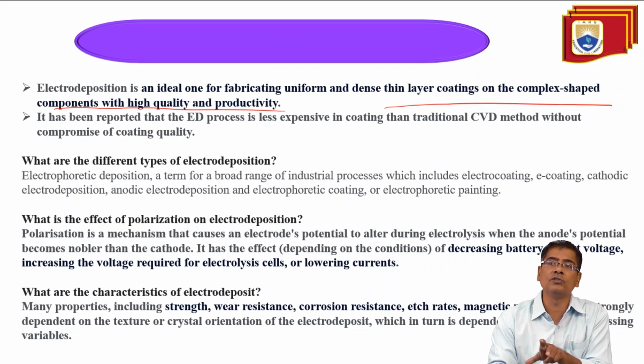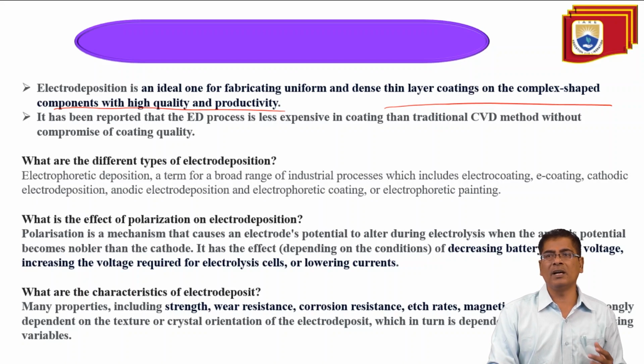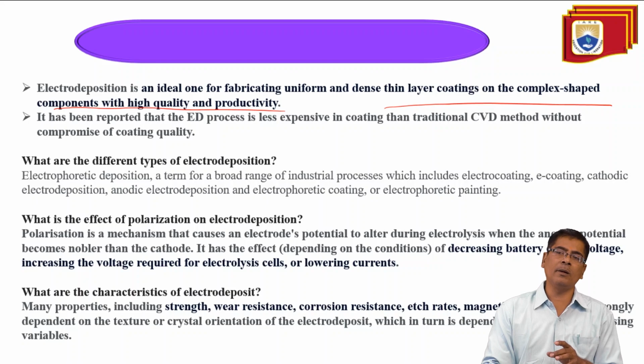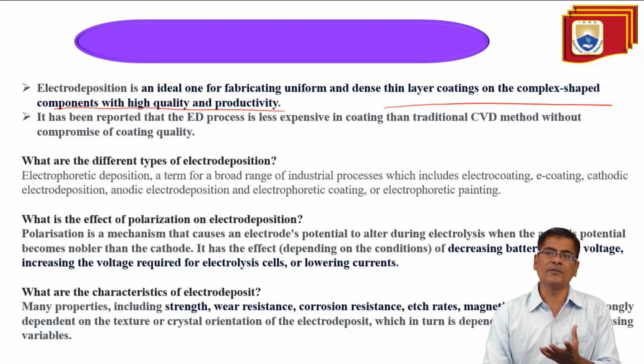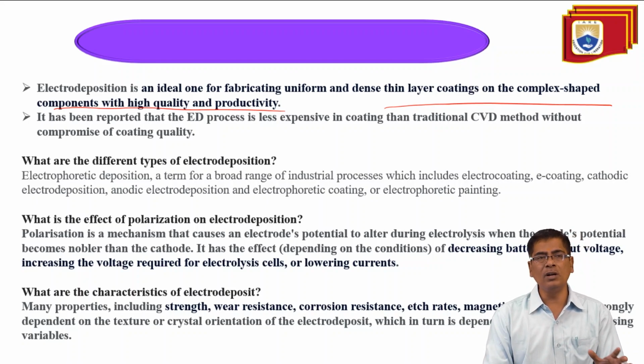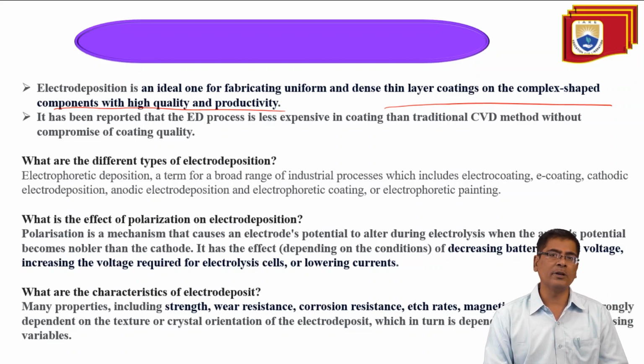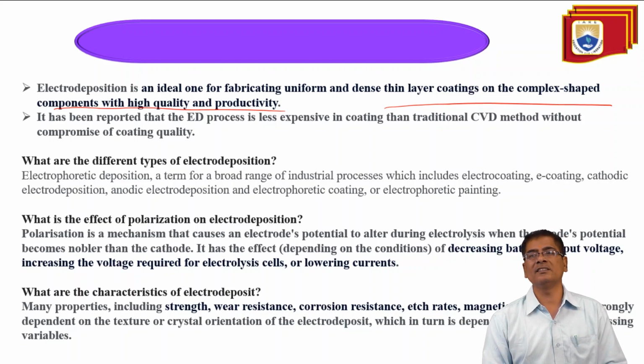The geometry of the substrate that we choose should be in such a way, because electrodeposition is one of the costly techniques, since we use chemicals. Electrodeposition is ideal for fabricating uniform dense thin layer coatings on complex shaped components with high quality and productivity. That means the topology of the substrate should be somewhat different. Then only we can deposit thin films using this electrodeposition method. It has been reported that the electrodeposition process is less expensive, right?